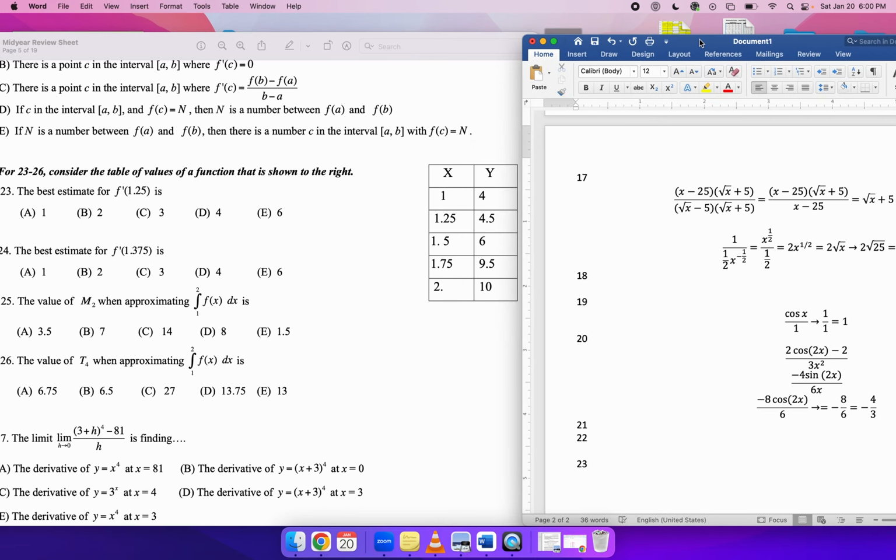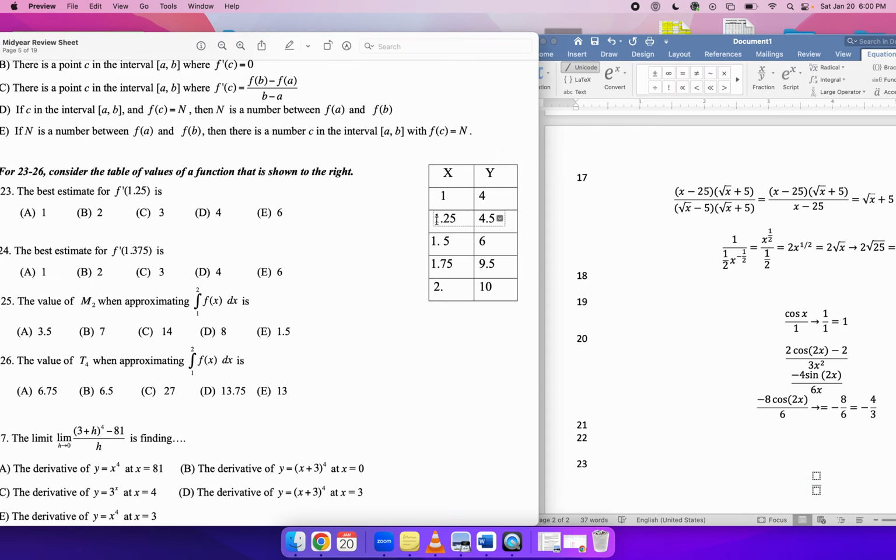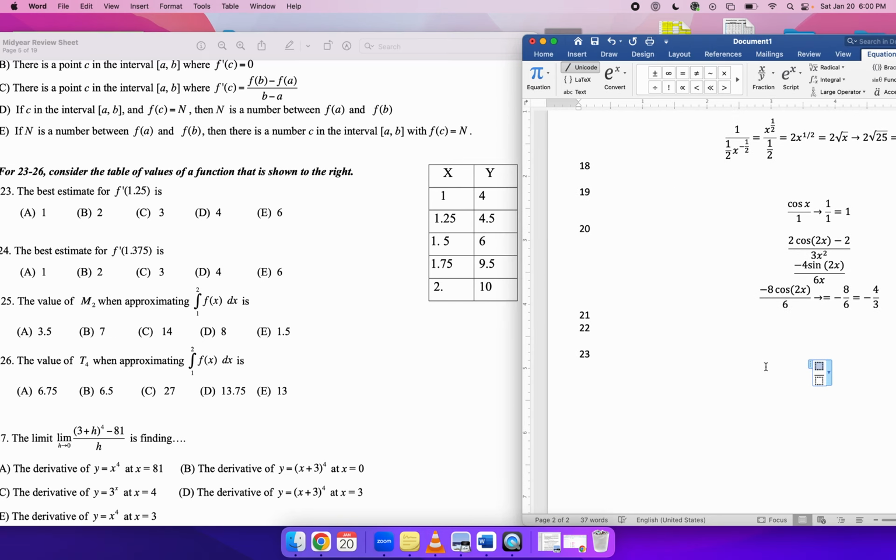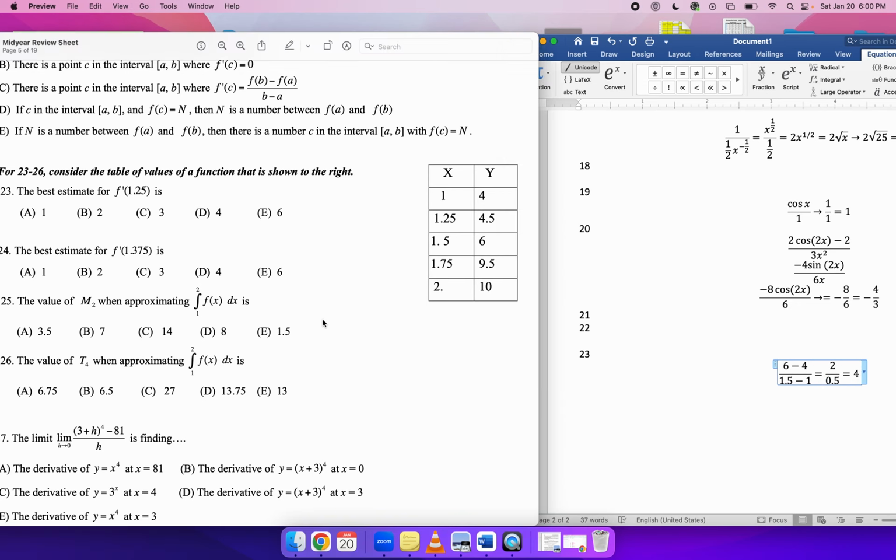So I'm going to compute the average rate of change over the interval containing 1.25 as its midpoint. So I'm going to do the average rate of change from 1 to 1.5. So that would be 6 minus 4 divided by 1.5 minus 1. So that's 2 over 0.5, which is 4. So I would guess that it's 4.